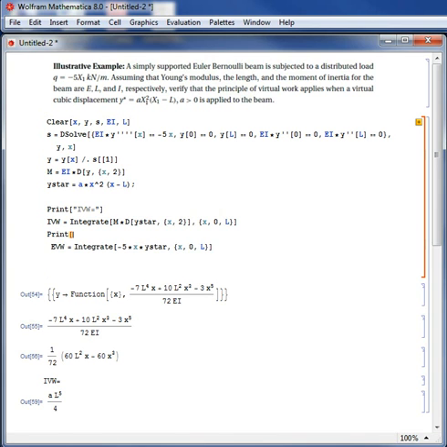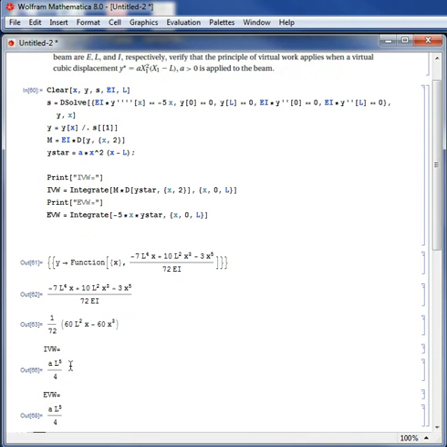Print external virtual work. And indeed, the internal virtual work is this, the external virtual work is this. They are both equal.